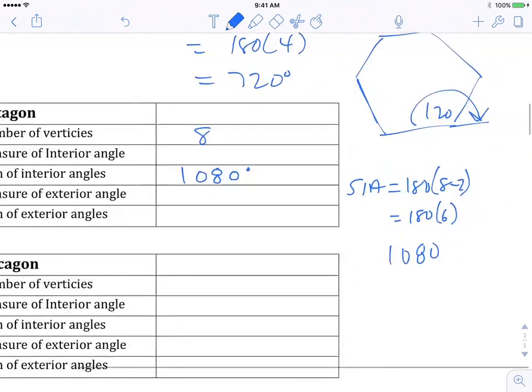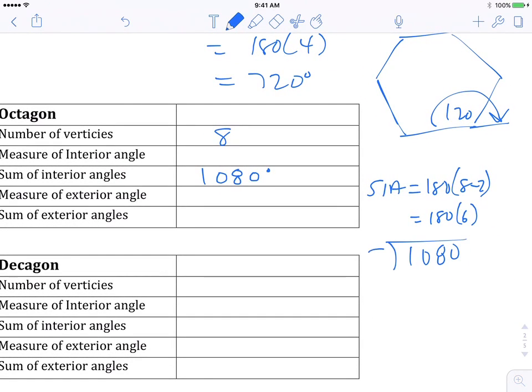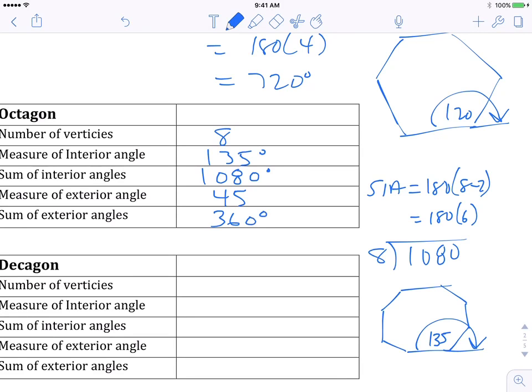The measure of an interior angle, if you divide that by 8, you should end up with 135 degrees. If one angle in an octagon is 135 degrees, then the exterior angle has to add up to 180. You're left with 45 degrees. And there are 8 exterior angles, 45 times 8, none other than 360.